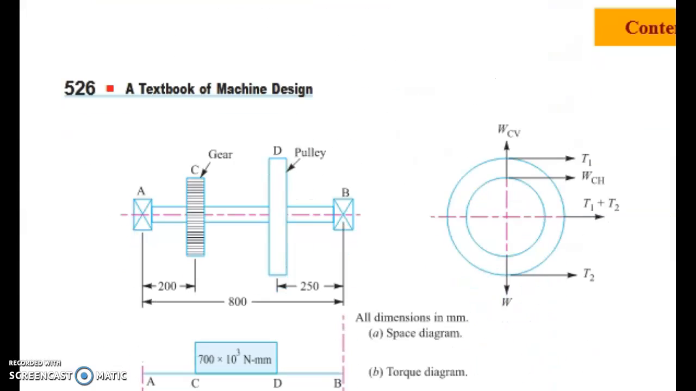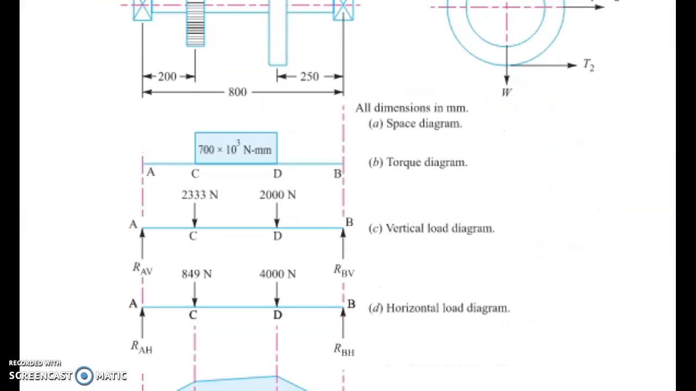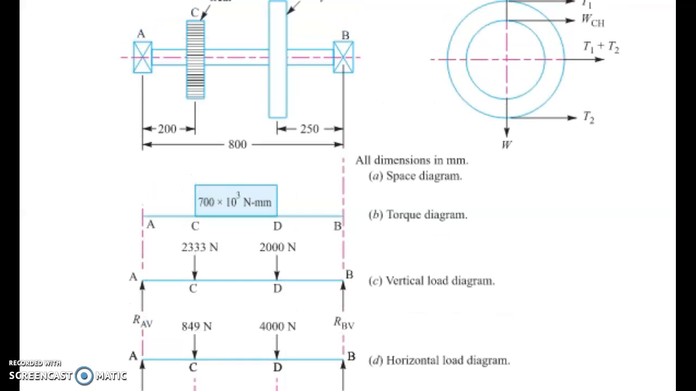Now we can draw the torque diagram. We can assume that the torque in between the pulley and gear is the same. So this is the torque diagram. We can draw the corresponding points A, B, C, D just below that space diagram and mark the torque value, 700 into 10 raised to 3 Newton millimeter. It is drawn like this, a rectangular box.